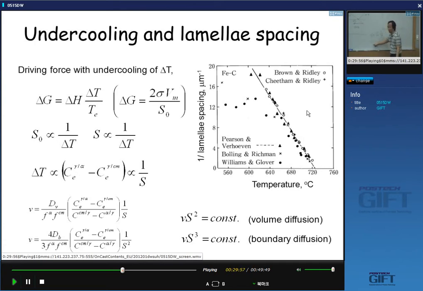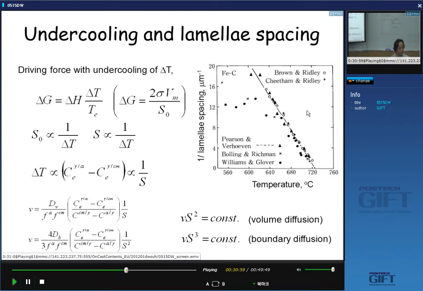And when the growth is controlled by the diffusion along the interface, it will be proportional to 1 over the cube of the interlamellar spacing. So when you have some data on the velocity of the interface when pearlite grows, and you can measure the interlamellar spacing, then from the relationship between the velocity and interlamellar spacing, you can determine what kind of diffusion controls it. It means that whether the diffusion through the austenite or the diffusion along the interface controls it can be determined.